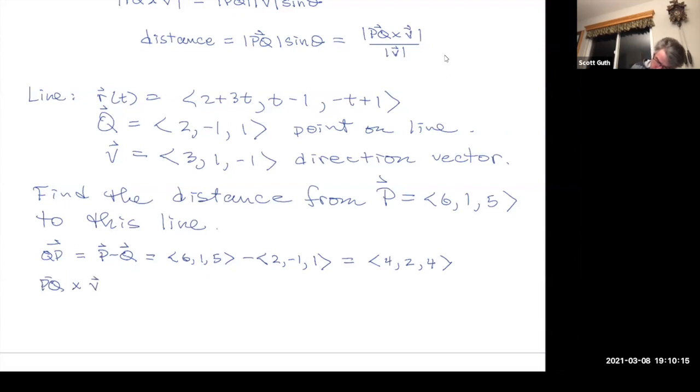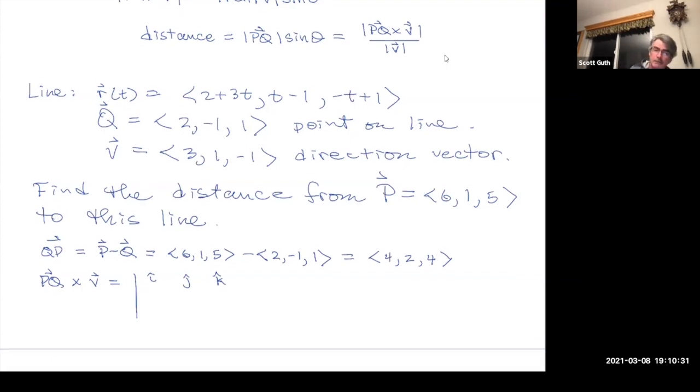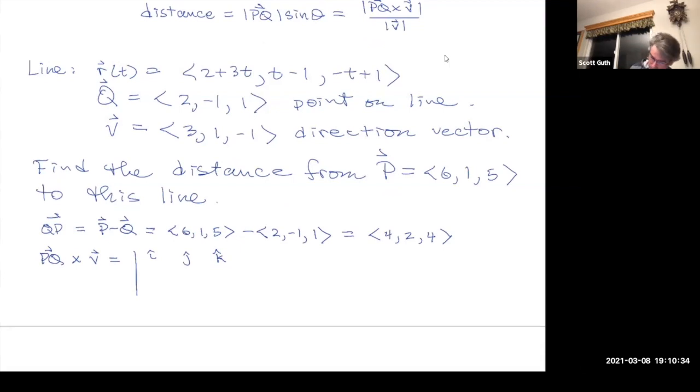This is going to do the trigonometry for us. This is the part that takes the sine of our angle, right? Which we don't know the angle, right? But it's still gonna do it. So we'll put our PQ is 4, 2, 4, and V is 3, 1, -1. Like that. So remember we do I hat, and then we'll do a determinant there.